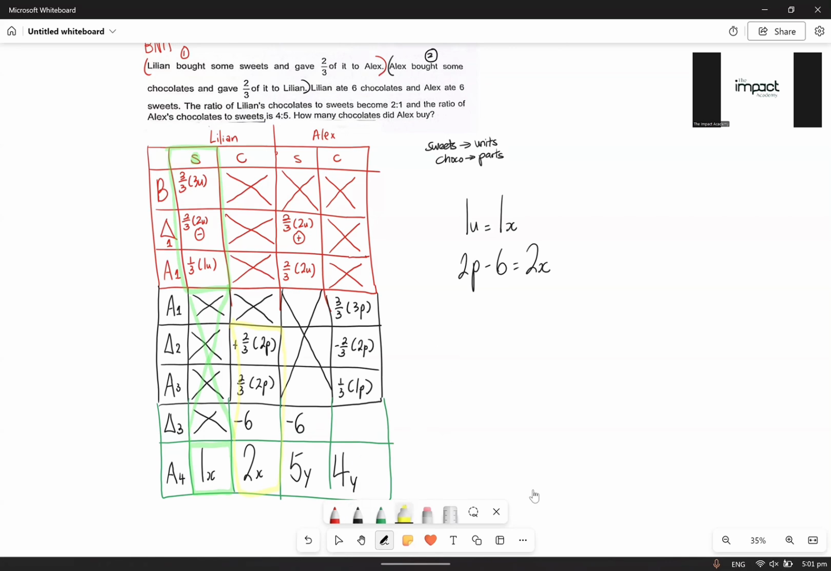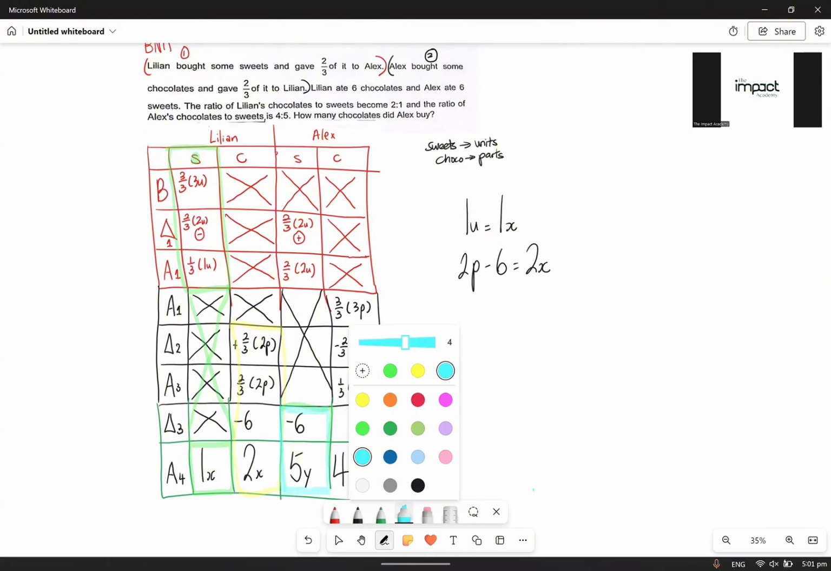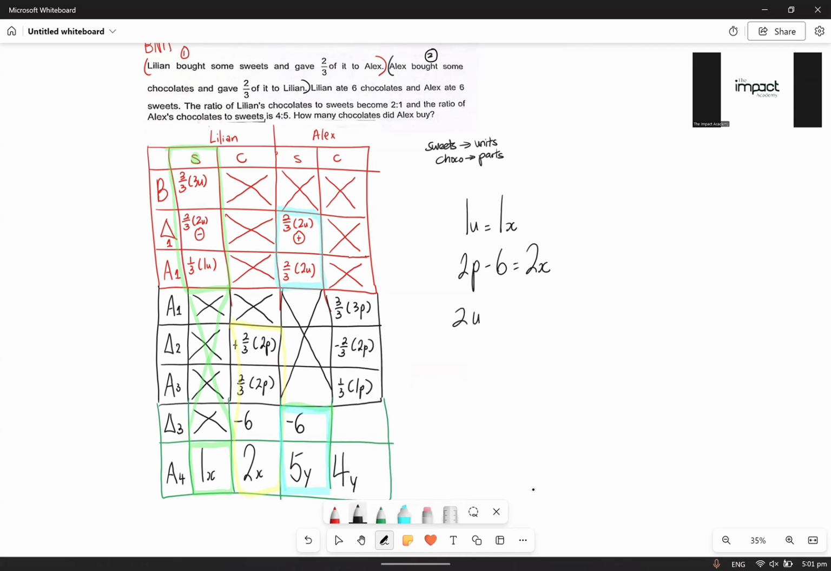Can? Next one. Maybe I use blue color. 5y. Very good. Why is it 2 units minus 6? You can see over there, right? 2 units minus 6 is equals to 5y.